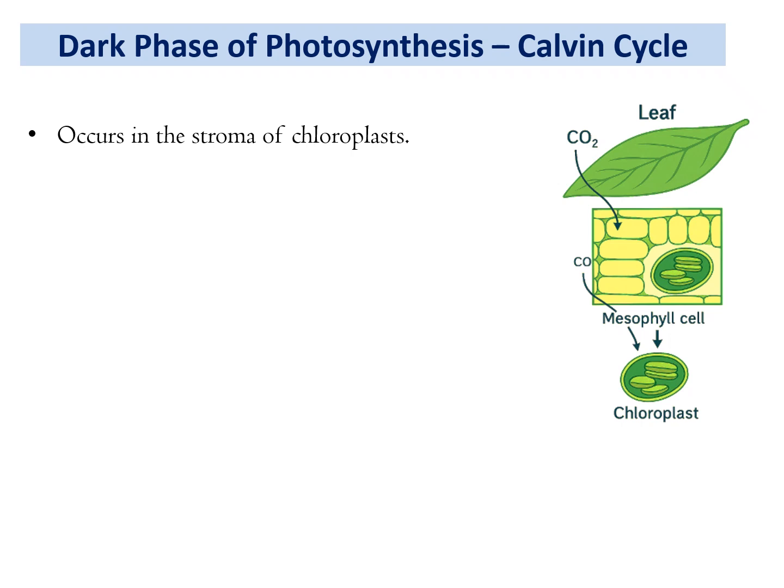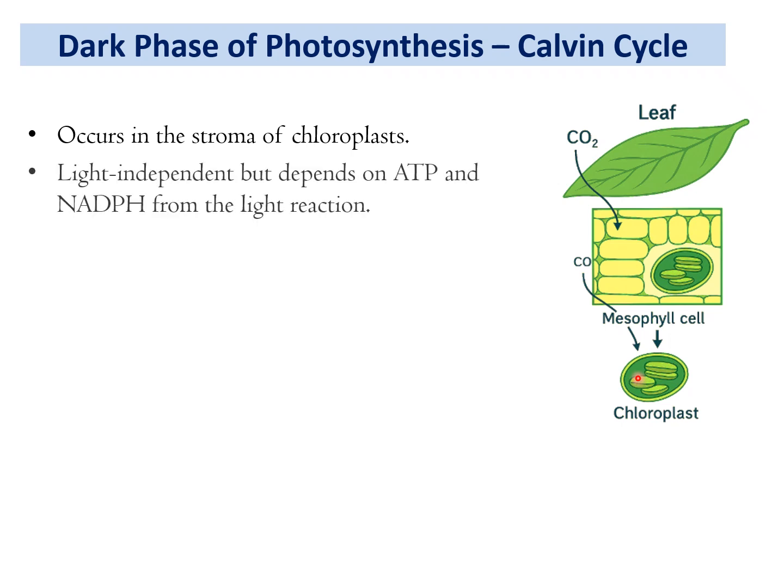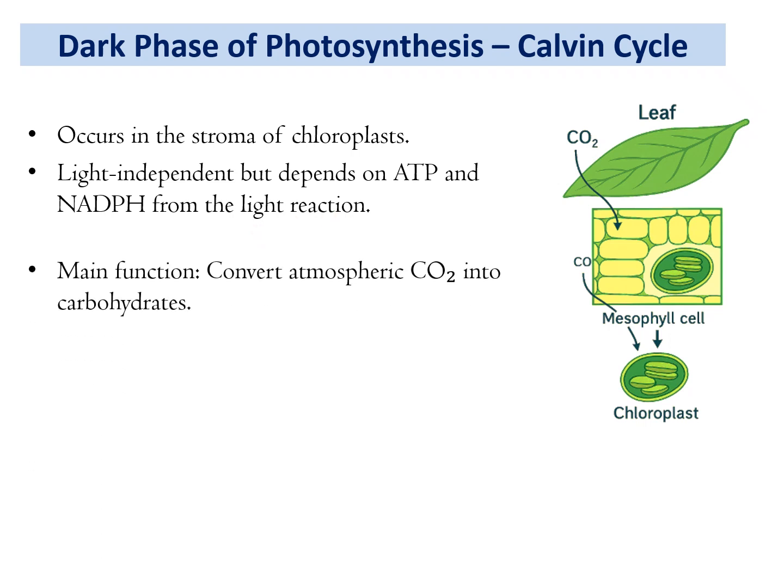The dark phase of photosynthesis occurs in the stroma of the chloroplast. Now you can see here that leaves contain mesophyll cells, and inside the mesophyll cells we have chloroplasts, and the fluid portion of the chloroplast is known as stroma, where the dark phase of photosynthesis occurs. Now dark phase reactions are independent of light, but they require ATP and NADPH produced during the light reactions.